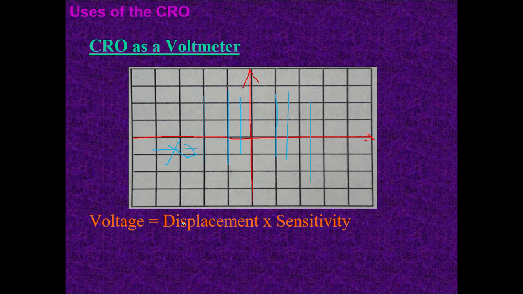So this ensures that even very weak signals are amplified to the levels where they cause measurable deflection of the beam, such that you can notice it very clearly.